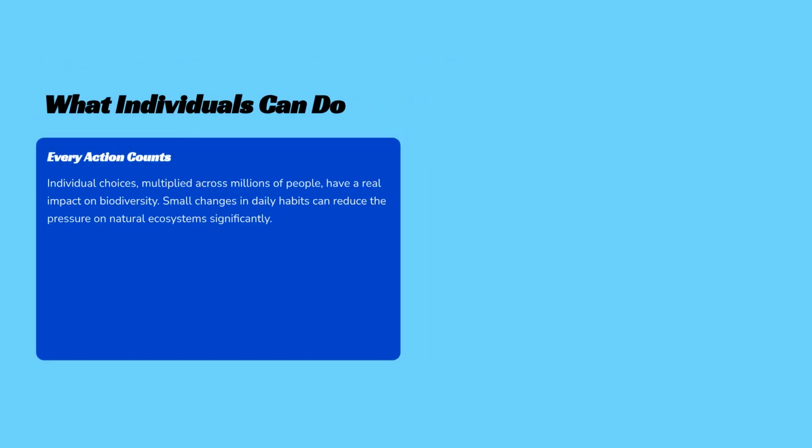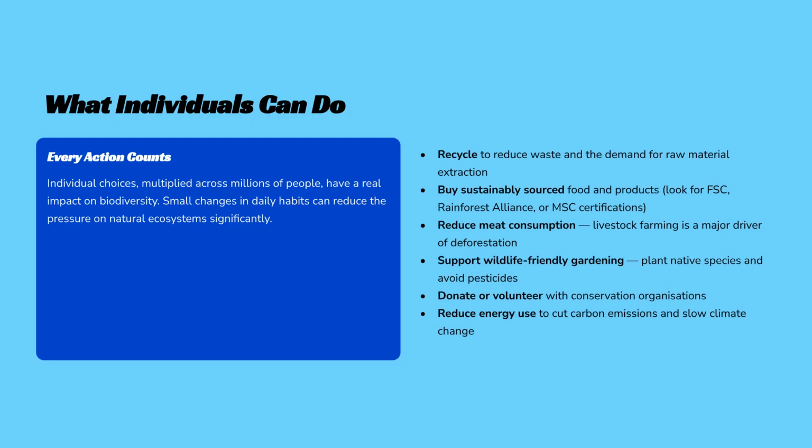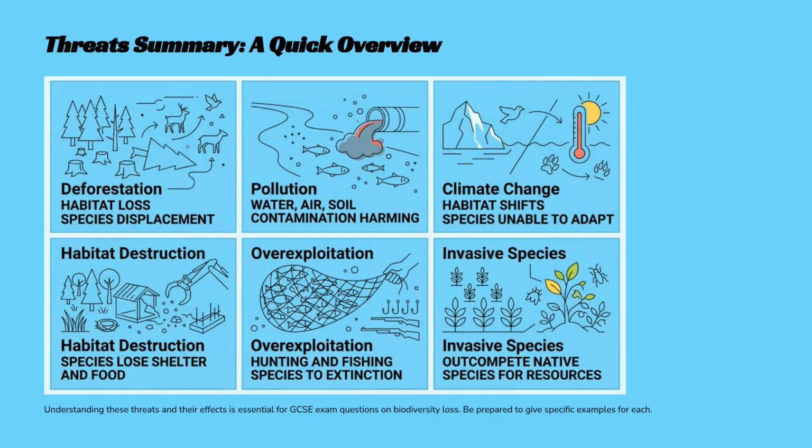Every action counts when it comes to biodiversity. Small changes in daily habits, like recycling, choosing sustainably sourced products, or reducing meat consumption, help alleviate pressure on natural ecosystems. Understanding various environmental threats is essential for GCSE exam success.